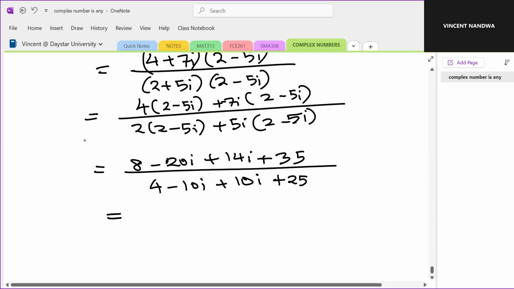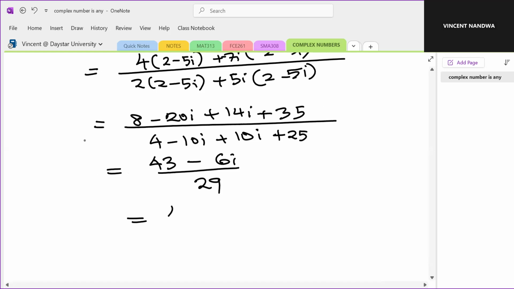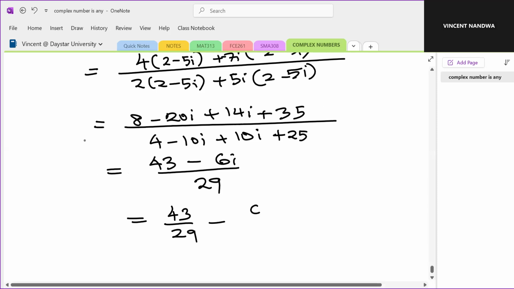So we'll have 8 plus 35, which is 43, minus 20 plus 14, which is minus 6i. 4 plus 25 is 29. The middle terms cancel out. So this will be 43 over 29 minus 6 over 29 i.